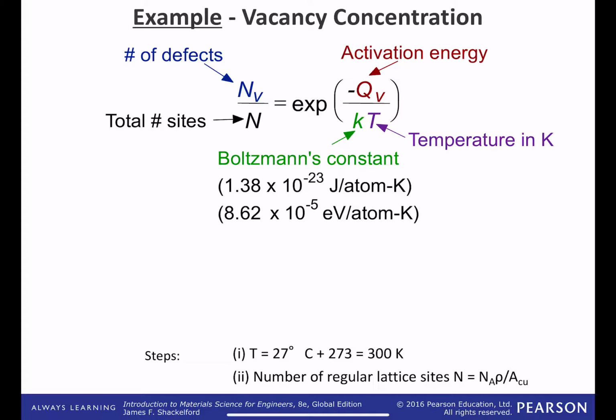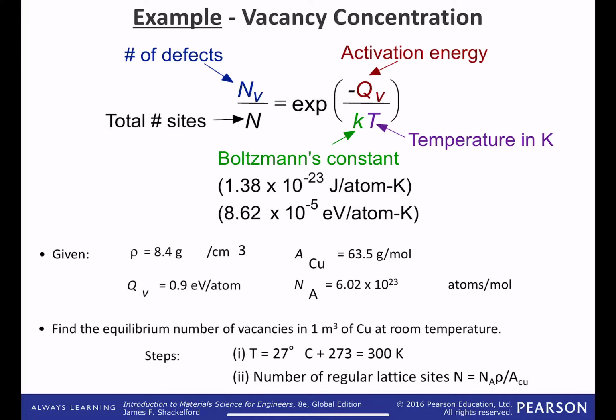Okay, so here's our equation again. This is simply for vacancies, so missing atoms of metal in our lattice. And let's look at an example here where we're asked to find the number of equilibrium vacancies in 1 meter by 1 meter by 1 meter, so 1 cubic meter of copper at room temperature. Let's see if we can handle this equation. So again, to find the total number of vacancies in this volume of copper, what we want to try to do is transform this into number of atoms. And our assumption is that the total number of atoms is equal to the number of sites.